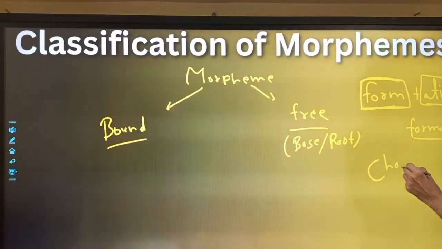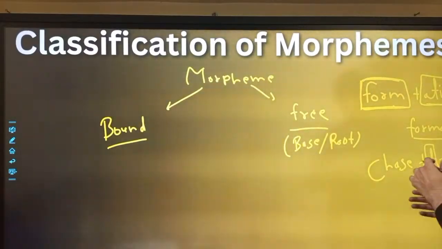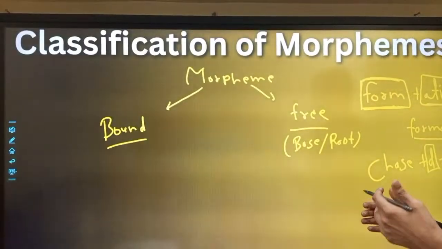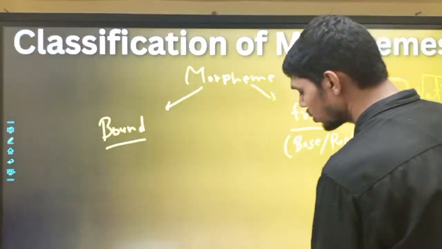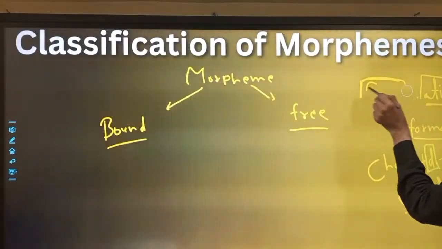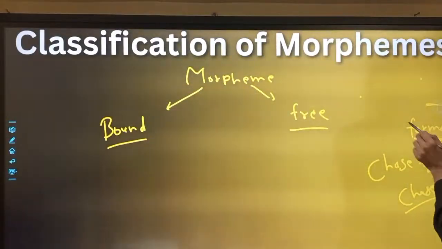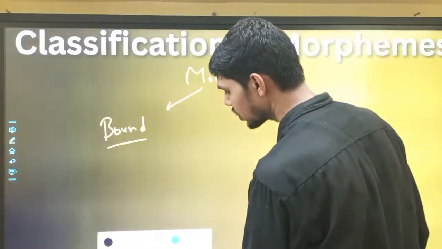Sometimes we can also take chase, and if we add d at the end of this word, then it becomes chased, right? And this d is a bound morpheme. It doesn't carry any meaning by itself. But if it is added to a word, then it carries meaning and becomes a meaningful word, chased. Okay, so a bound morpheme has two types.